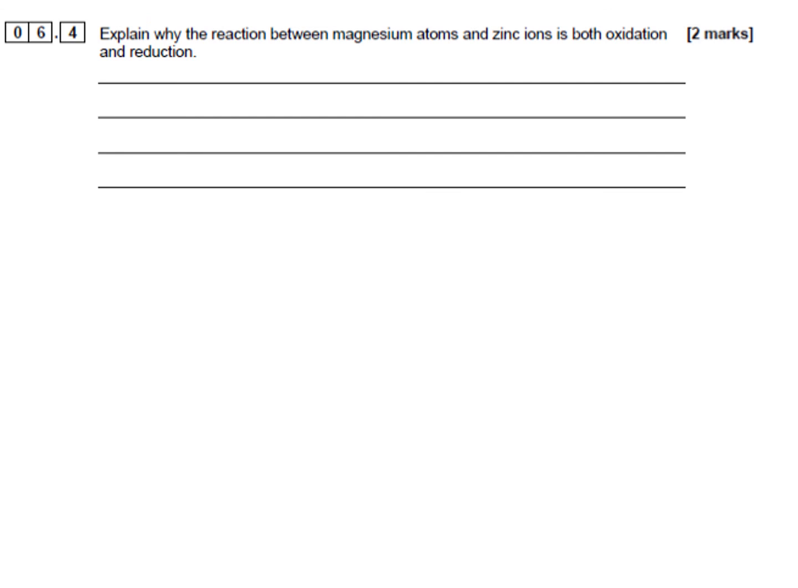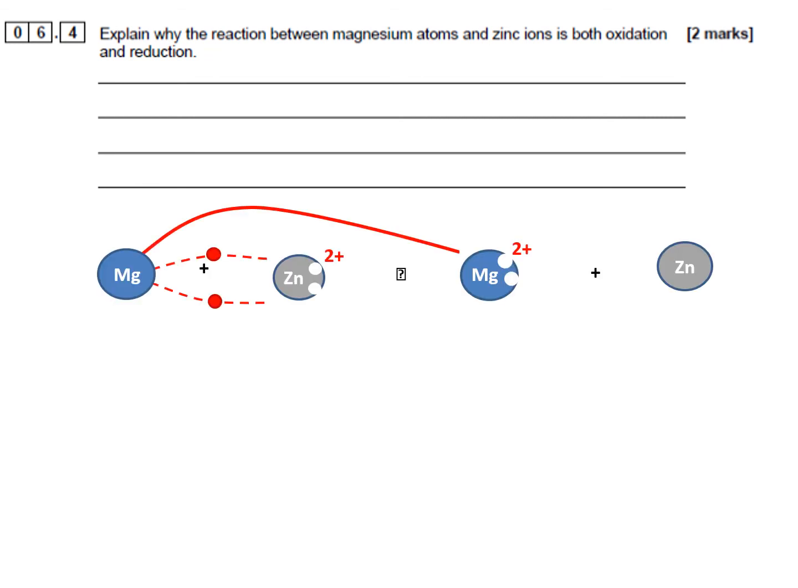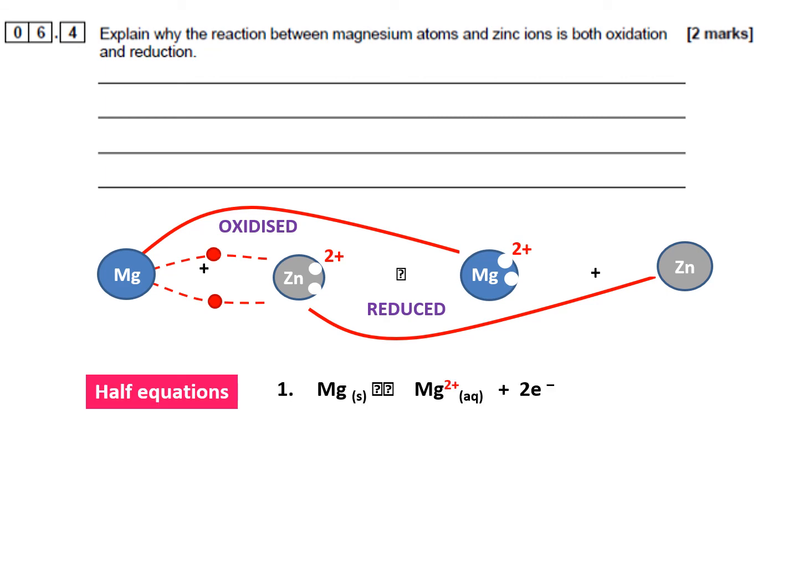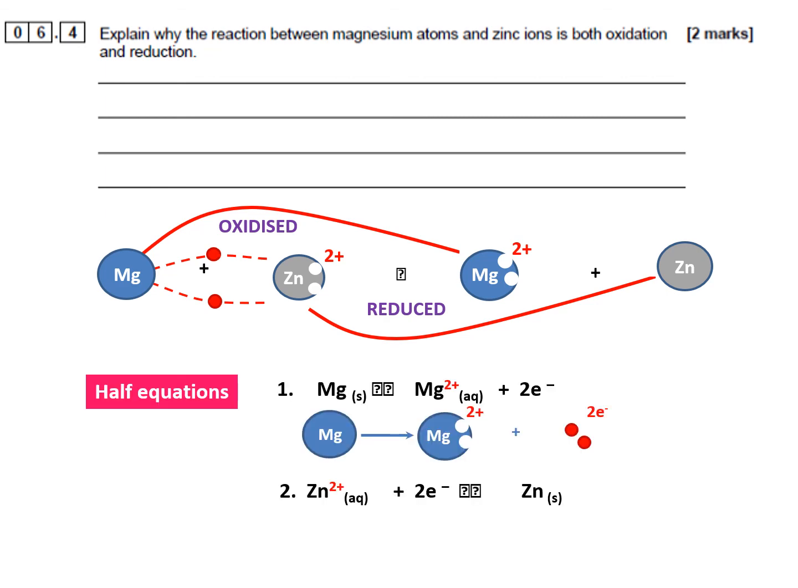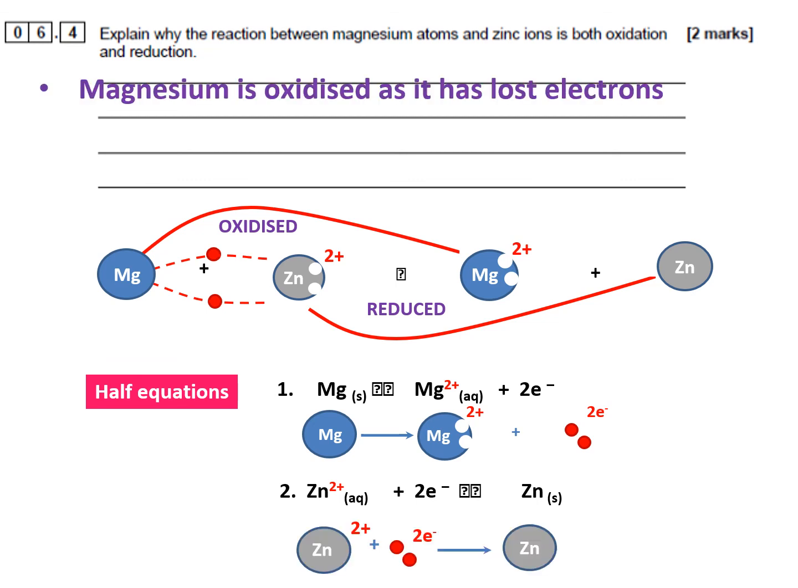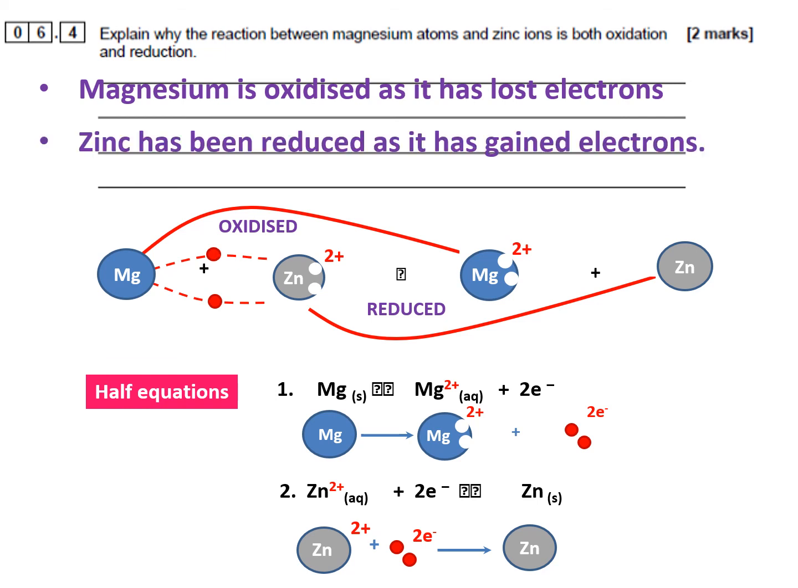Explain why the reaction between magnesium atoms and zinc ions is both oxidation and reduction. So let's think about them in 2 halves. The magnesium is losing 2 electrons, therefore it's being oxidized. The zinc is gaining 2 electrons and therefore it's being reduced. You can think about our 2 separate half equations in terms of loss and gain of electrons. So magnesium is oxidized because it lost electrons, zinc is reduced because it gains electrons.